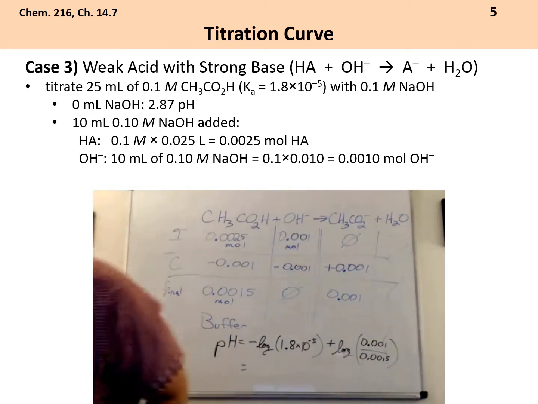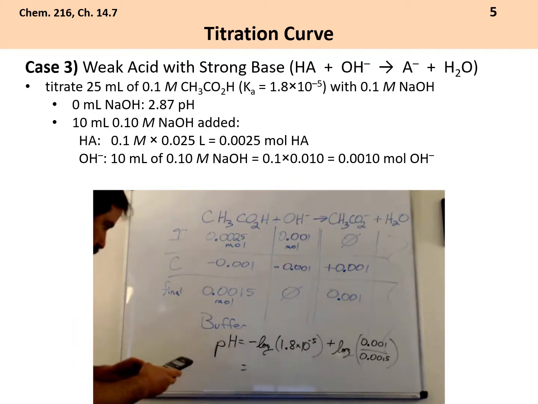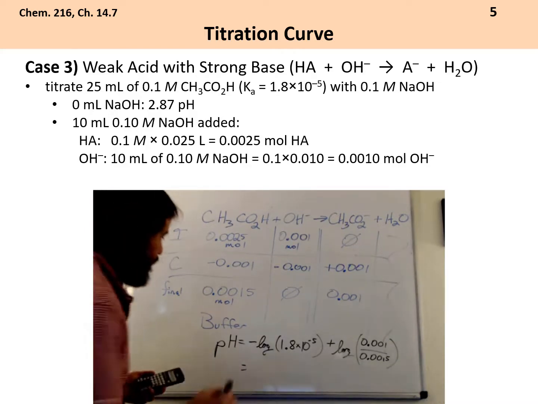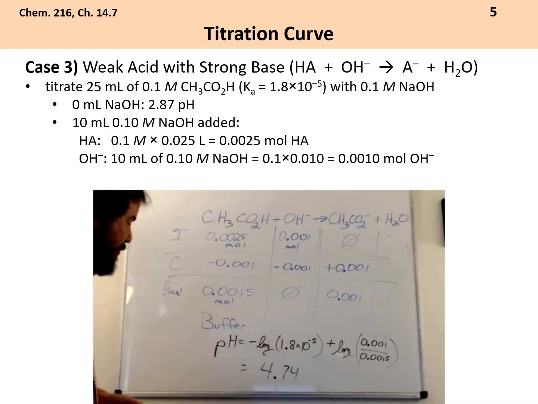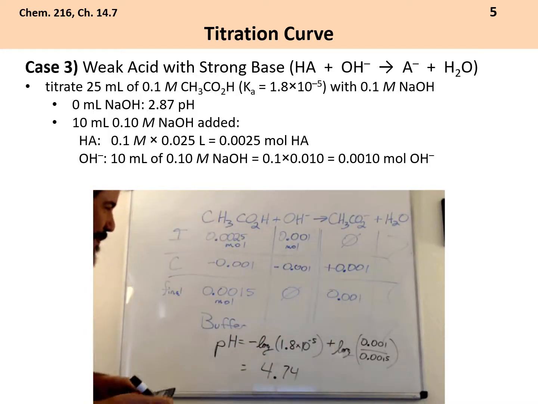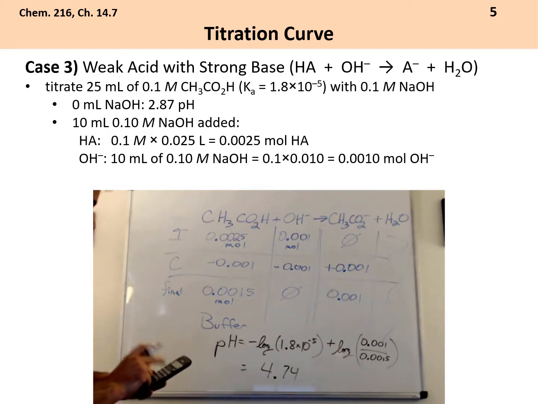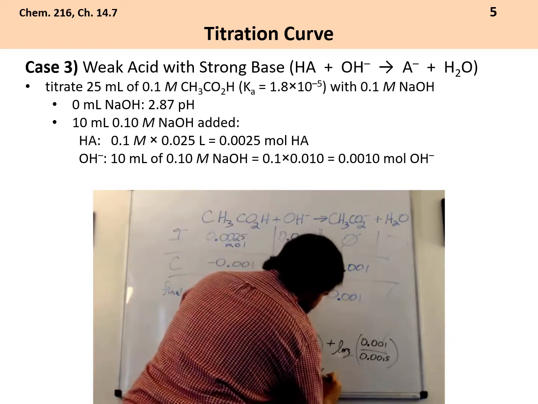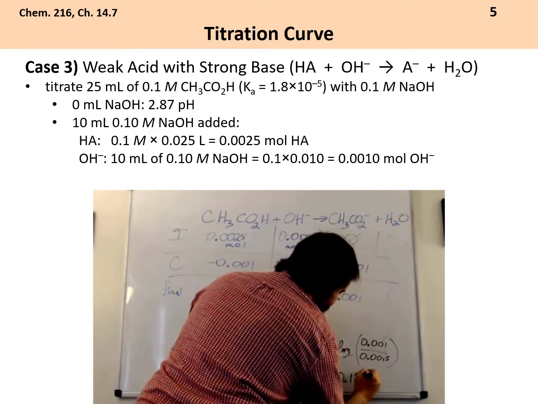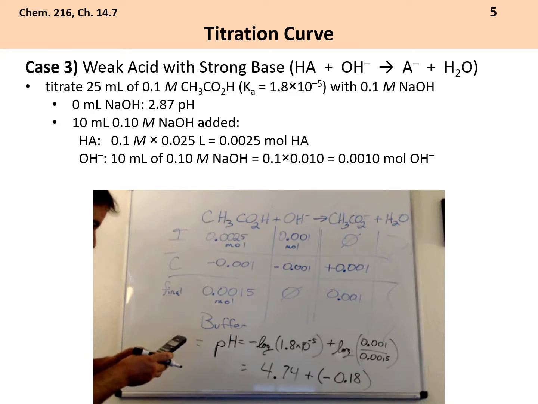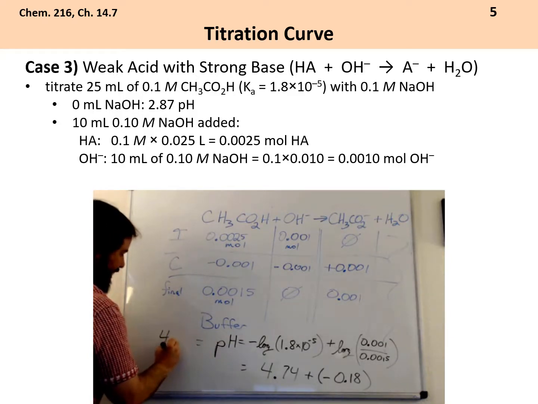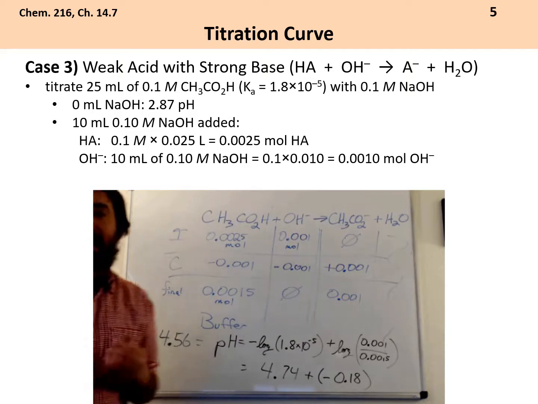This is going to get me 4.74. That sounds familiar. I know we've used this weak acid quite a bit. And then 0.001 divided by 0.0015, and I take the log of that. That's going to get me plus negative 0.18. I go ahead and do this, and I get a pH of 4.56.